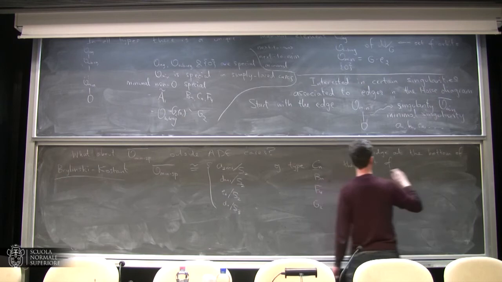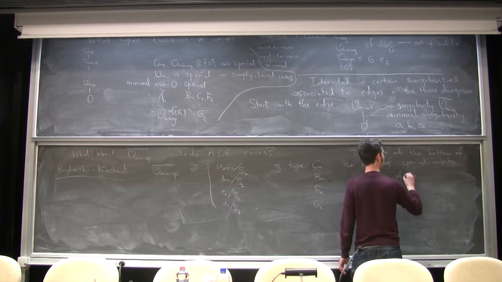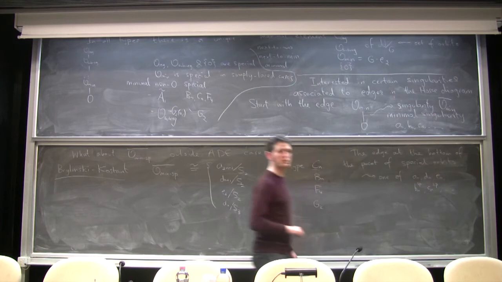Special orbit produces one of AN, BN, EN, and then one of these other types, which is a minimal special. Okay, so what about the edge at the top?